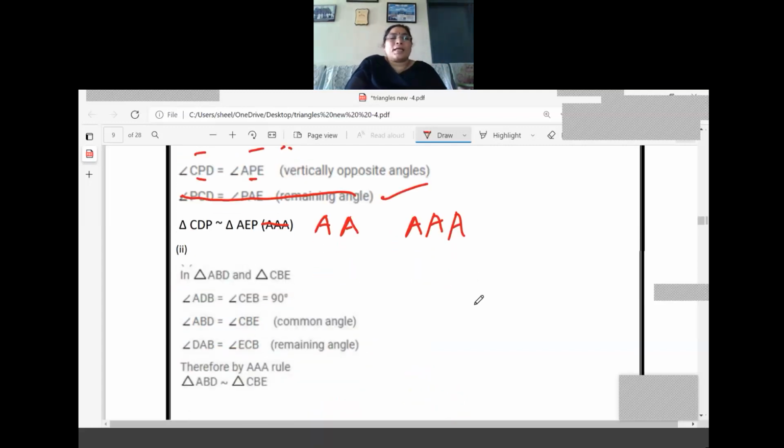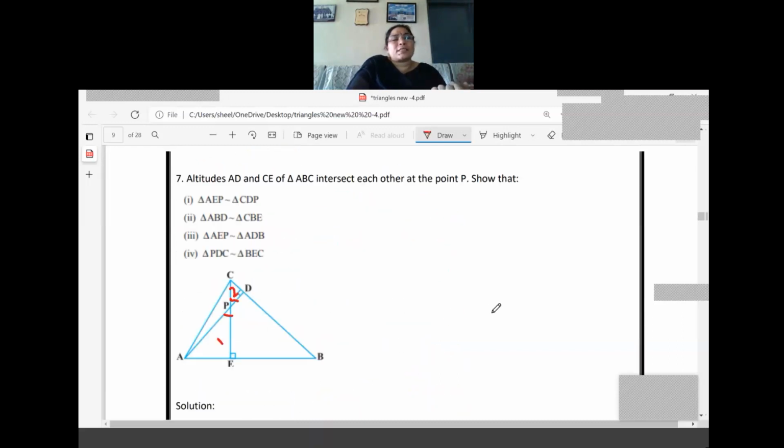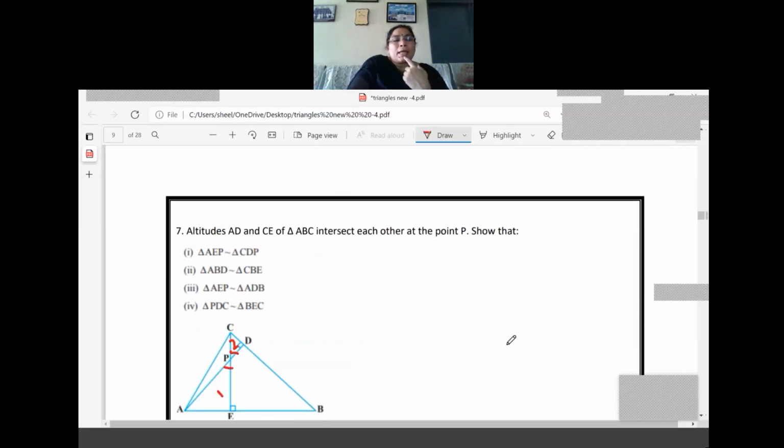Okay. Next, the triangles are ABD and CBE. That is the second question, I think. In ABD, D is already 90 degrees, right? And in CBE, angle E is equal to 90 degrees. So the 90 degree angle is there. Now we have to go for the common angle. In ABD, angle B is coming, and in CBE, angle B is also coming.